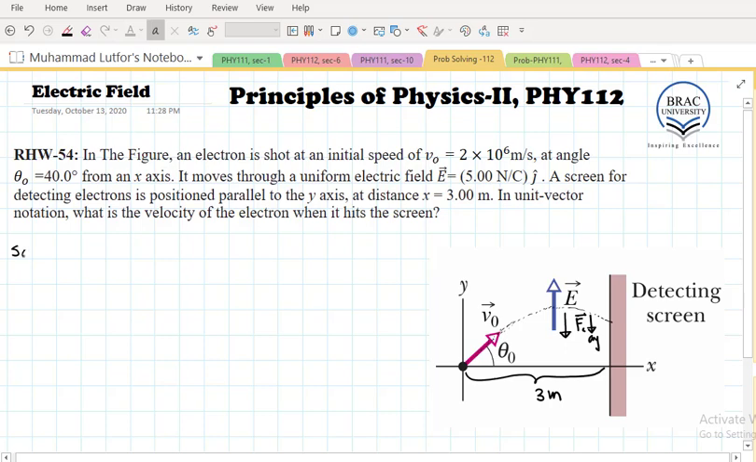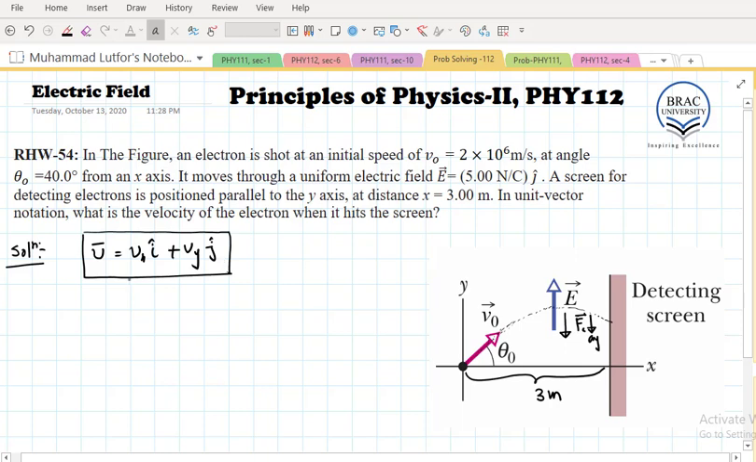Now, they asked you to find the velocity of the electron when it strikes the screen. That velocity we have to find in terms of unit vectors. So I have to express the velocity of the electron when it strikes the screen as Vx i hat plus Vy j hat. That should be the velocity of the electron when it strikes the screen. I have to find that velocity here.